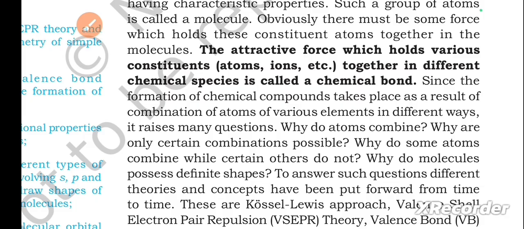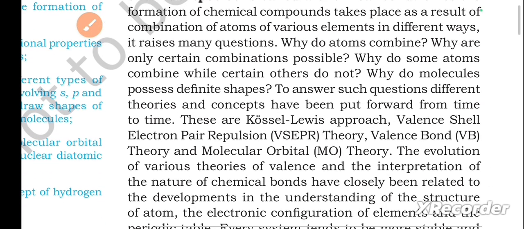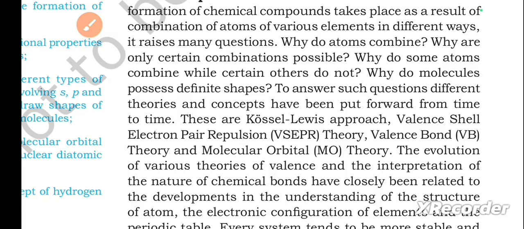Why do atoms combine? Why are only certain combinations possible? Why do some atoms combine while certain others do not? Why do molecules possess definite shapes? To answer such questions, different theories and concepts have been put forward from time to time. These are Kossel-Lewis approach, valence shell electron pair repulsion (VSEPR) theory, valence bond theory, and molecular orbital theory.